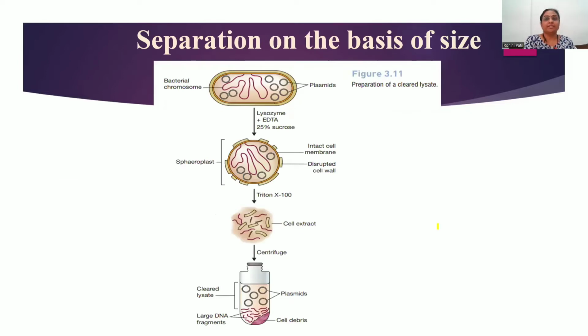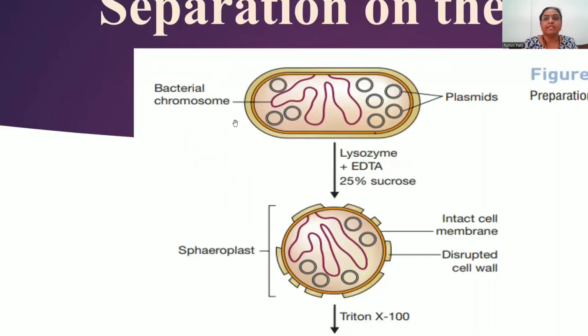Now, separation on the basis of size. Here you can see a bacterial cell. When you look at this bacterial cell, the outer one is the cell wall, then there is a membrane. This one is the genomic DNA, which is attached to the membrane, and these circular ones are the plasmids. So we can see that the plasmid DNA is smaller in size than the genomic DNA.